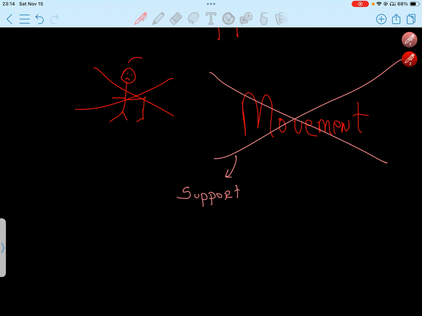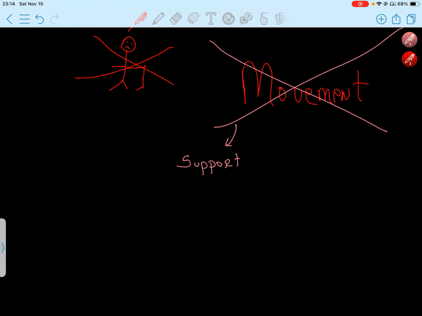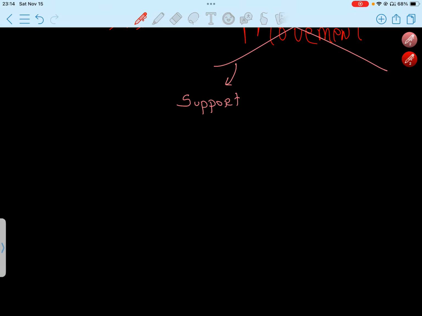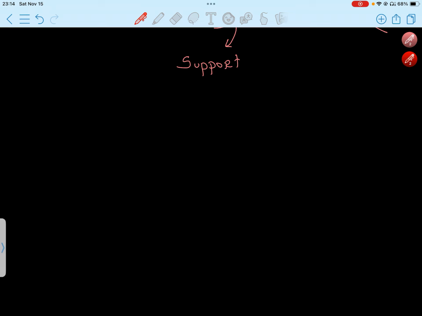So, in a way, can we also define brakes as support? Well, we'll have to think more about that, but let's go with it for now. So, anything which restricts motion or degree of freedom is support. Let's just write it over here. Restricts movement is support.